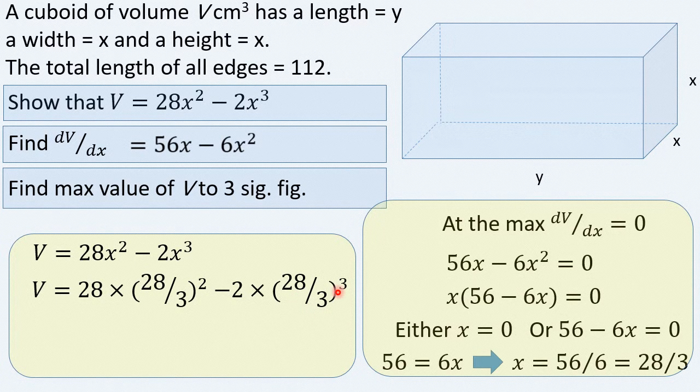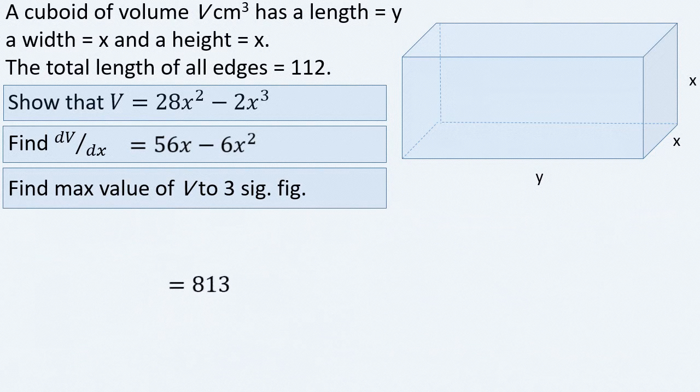If you work this out on your calculator, you will end up with V equals 813.037 centimeters cubed. Now remember, we have to get the answer correct to 3 significant figures, meaning that we're only allowed to display 3 digits. So this leaves us with 813 centimeters cubed, and this is the maximum value of the volume.